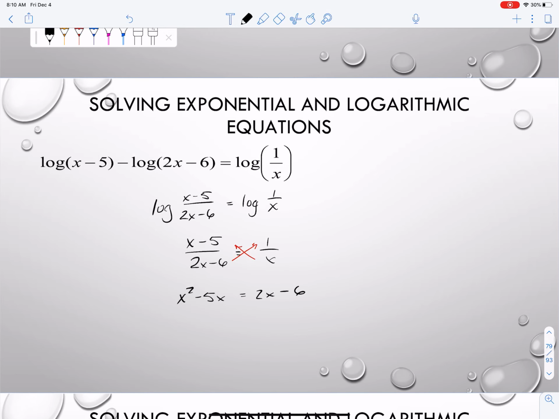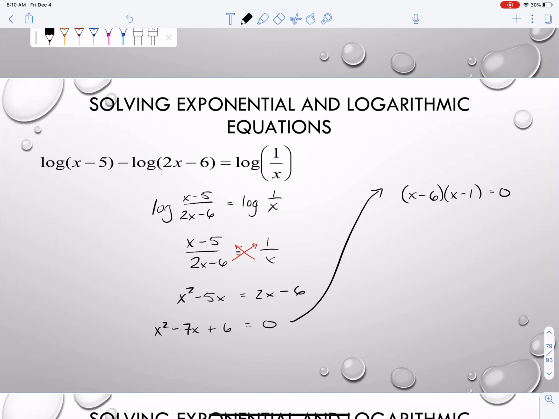Here I've got a quadratic that I need to solve now. So I'm going to get everything on one side of my equation. So we're going to have x squared minus 5x, minus 2x, plus 6 equal to 0, which is x squared minus 7x plus 6 equal to 0. And then I ask what numbers are going to multiply to positive 6 and add to negative 7. They're going to be x minus 6 and x minus 1.